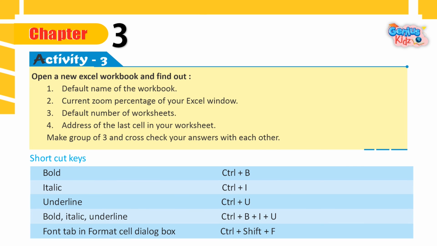Shortcut keys. Bold, Ctrl plus B. Italic, Ctrl plus I. Underline, Ctrl plus U. Bold, italic, underline, Ctrl plus B plus I plus U. Font tab in Format Cell dialog box, Ctrl plus Shift plus F.